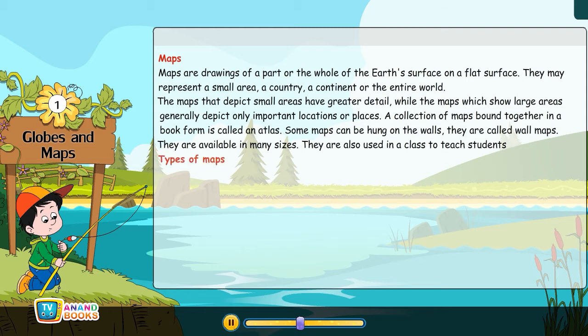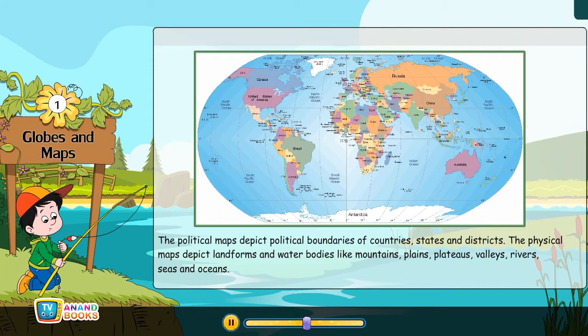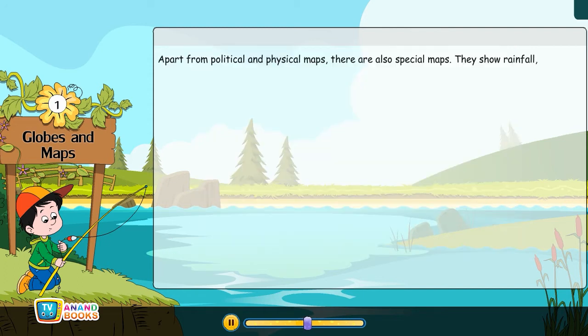Types of maps. Maps are mainly of two types, political and physical. The political maps depict political boundaries of countries, states, and districts. The physical maps depict landforms and water bodies like mountains, plains, plateaus, valleys, rivers, seas, and oceans. Apart from political and physical maps, there are also special maps. They show rainfall, vegetation, hills and mountains, rivers, oceans, ocean currents, railways, roadways, etc.